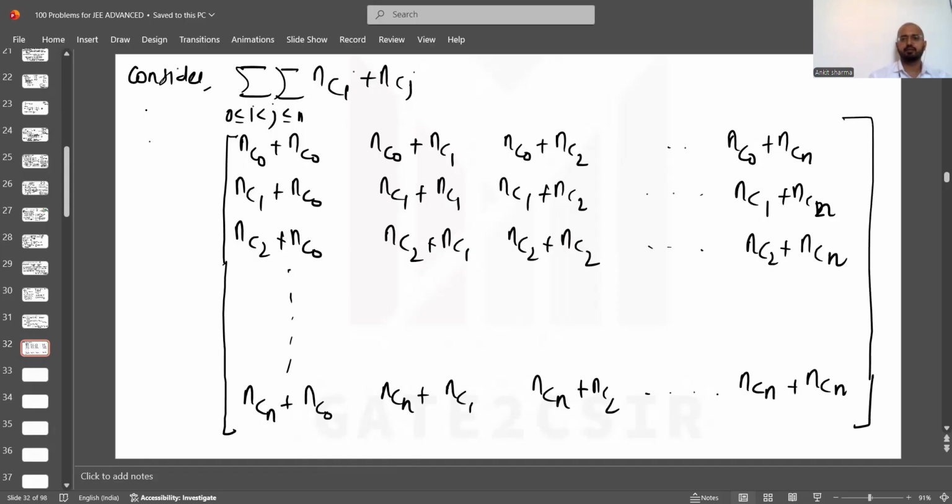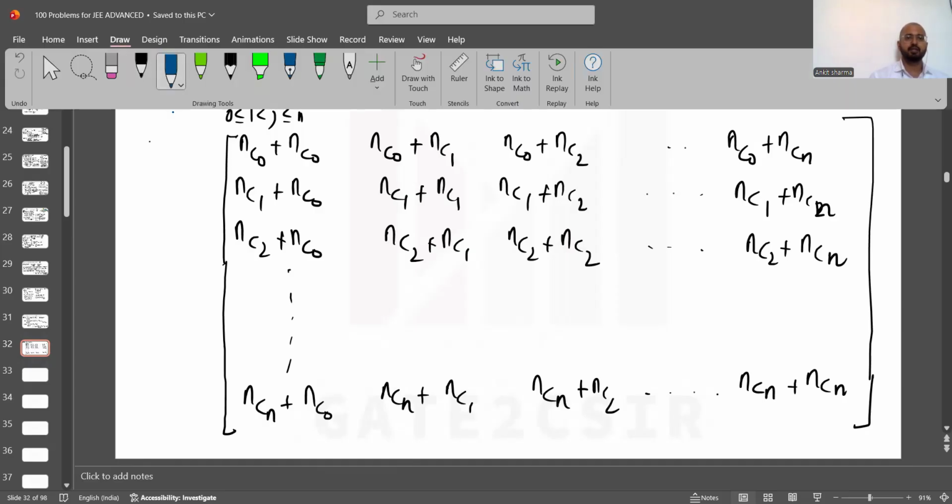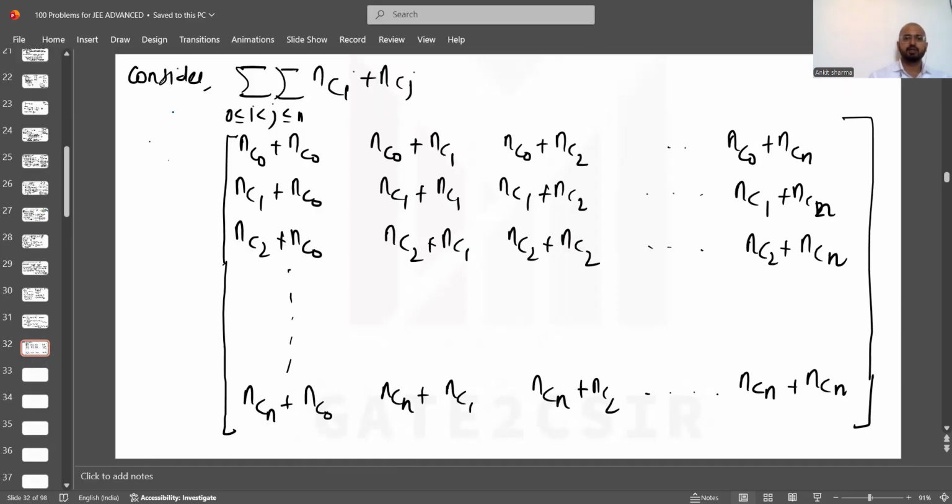So this is my matrix. Now if you observe carefully, this nC0 plus nC1 sum is the same as this sum. nC0 is the same as nC2 plus nC0. And if we consider this as the diagonal, on the diagonal we have i equal to j. Here i is less than j, and below the diagonal we have i more than j. This is serving as i, this is serving as j.